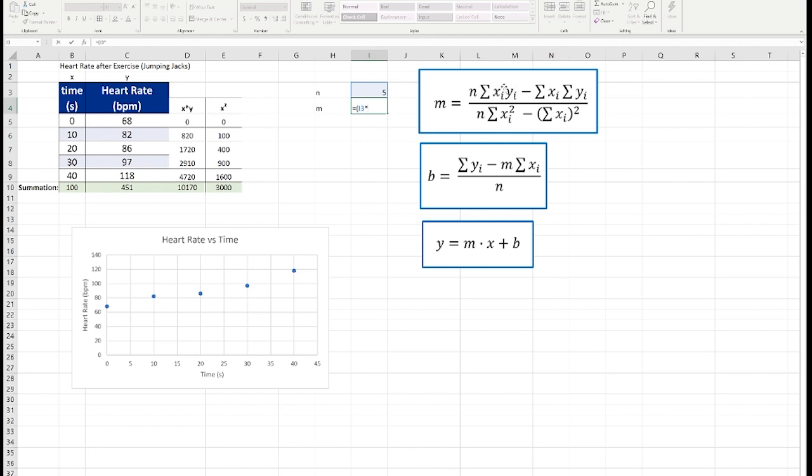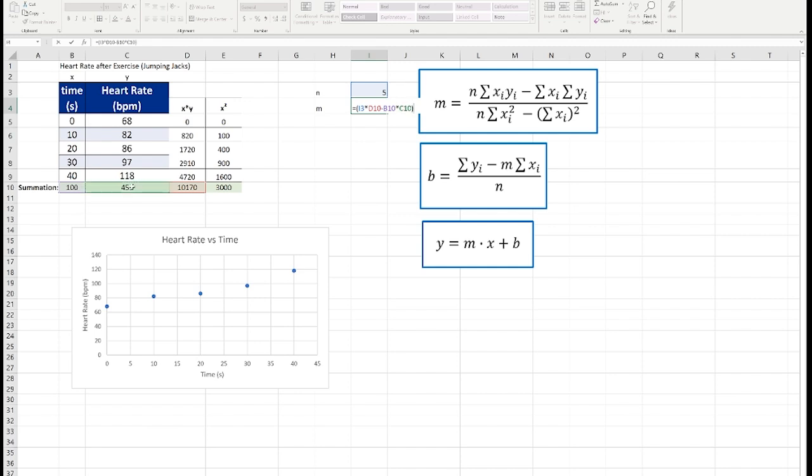Remember, that is just one term. So I'm going to click over at that one term, which is my summation of my x times y, which is D10 for me, minus the summation of my x's, so I'm going to click that cell, B10, times the summation of my y's, which is my cell C10. That completes my numerator.